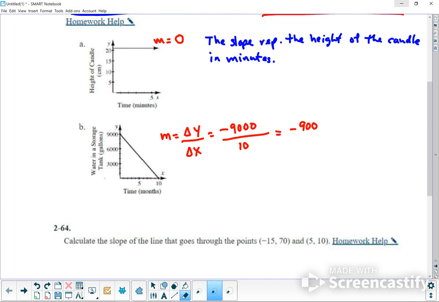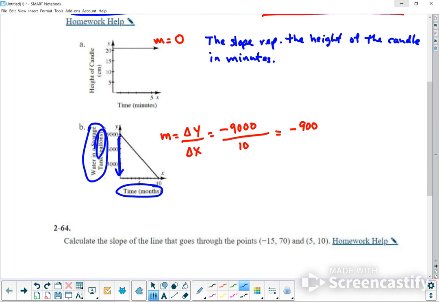And what does that represent? Like basically, I'm saying what's the units? Negative 900 what? Right? So looking at this carefully, it says this down here is time measured in months, and on the side is the water in a storage tank, in gallons. So this negative 900, remember we did the down first, so we're going to talk about the gallons or the water. So the slope is going to represent that we're losing 900 gallons every month.